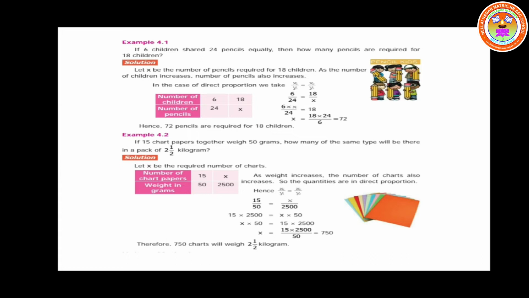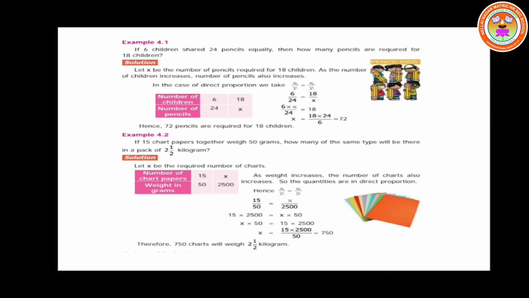So the given one is a direct proportion. Hence, what is the formula you will be applying? X1 divided by Y1 is equal to X2 divided by Y2. So 15 divided by 50 is equal to X divided by 2500. Now let us cross multiply it both. 15 into 2500 is equal to X into 50.